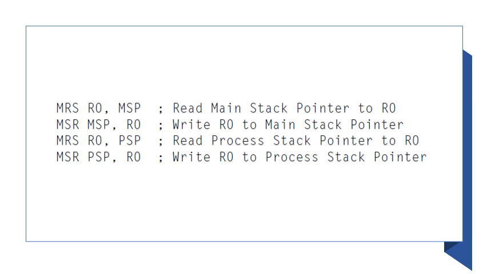The second one is like a pop operation. What you are doing is taking back the content of the main stack pointer into the R0 register. R0 is just one register; you can use any register. The first is like a push operation, and this one is like a pop operation, an alternate way of performing push and pop operations.